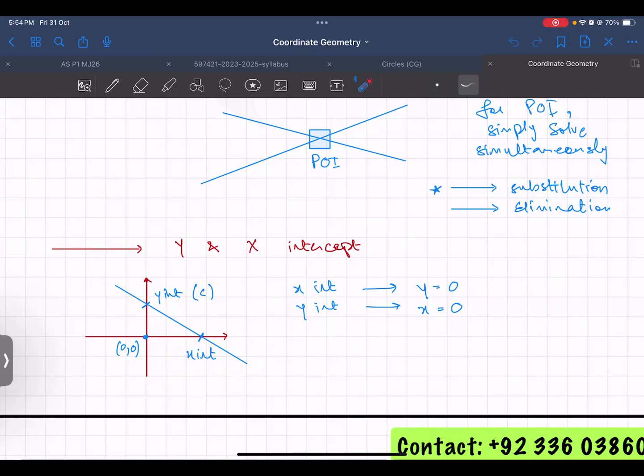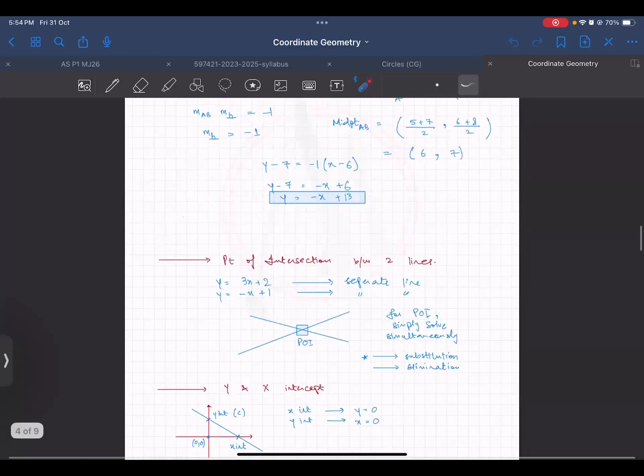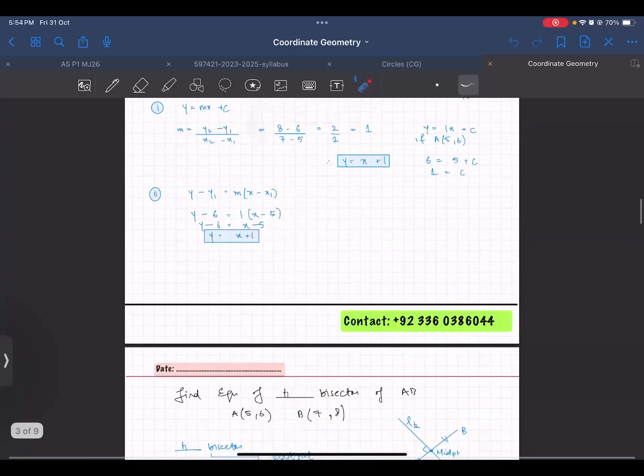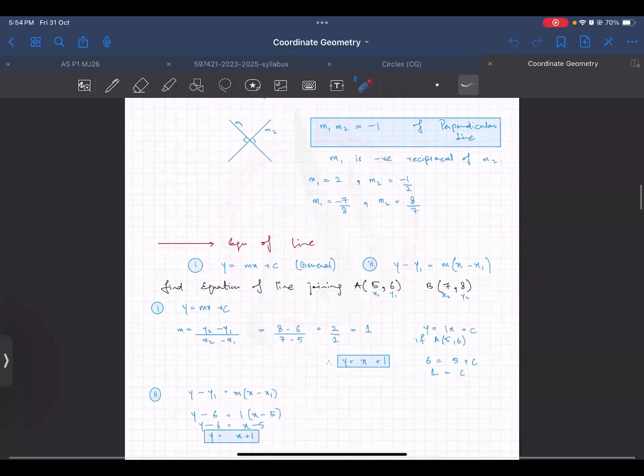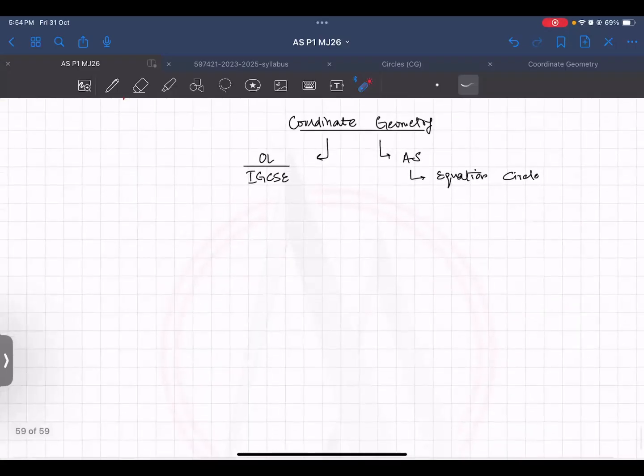And then you find the other point. You find the value of x over here. You find the value of y over here. And those will be a point. So these are the things that you did in your O level, IGCSEs. Everything that you have done will be continued over here in AS as well. You will see questions related to this as well, and definitely you will see circles as well, because that is the addition. Circles, equation of circle.